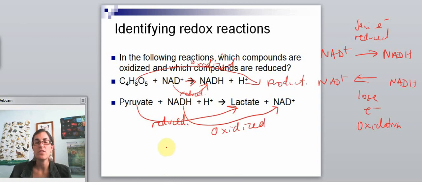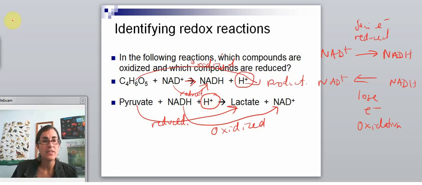So a little different than what we saw. Sometimes people see these hydrogens and they get a little confused. The hydrogens are playing a role in this reaction, but they're neither being oxidized nor reduced. They're not participating in the redox part of the reaction. They're important, but they're not participating in the gain and loss of electrons.